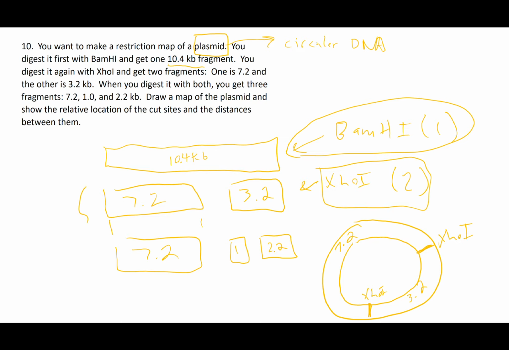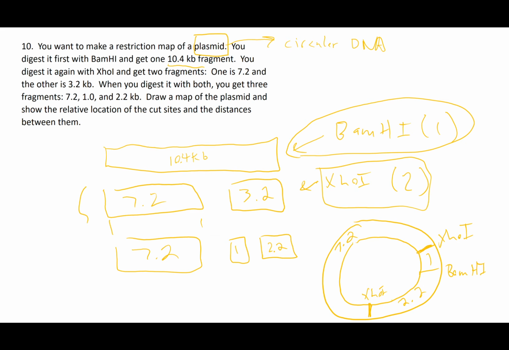Now, within this 3.2 fragment, there has to be a BamHI cut site in order to cut that portion into two smaller pieces. That BamHI site, there are two possibilities here. It could be here, giving us our 1 and our 2.2. Or there's another possible solution. It could actually be adjacent to that one, again giving us our 1 and our 2.2 fragments.